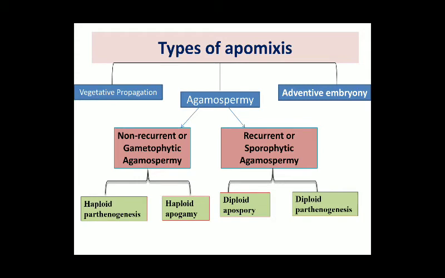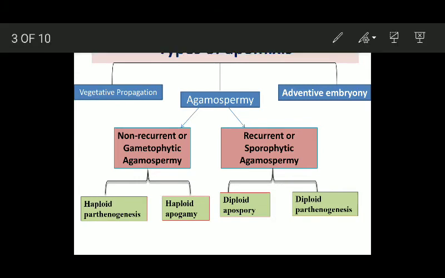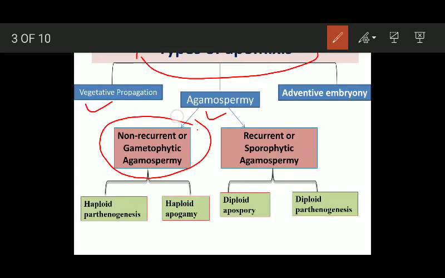Today we are going to continue with apomixis. पिछले वाले क्लास में हमने apomixis देखी थी. How can you define apomixis? Then we discussed vegetative propagation, agamospermy, and one type, non-recurrent or gametophytic agamospermy. फिर हमने non-recurrent type में हैप्लॉइड पार्थेनोजेनेसिस डिस्कस की थी और हैप्लॉइड एपोगेमी डिस्कस की थी.